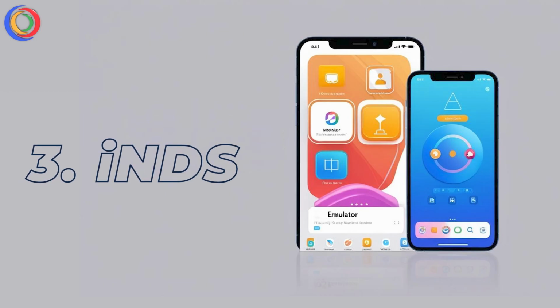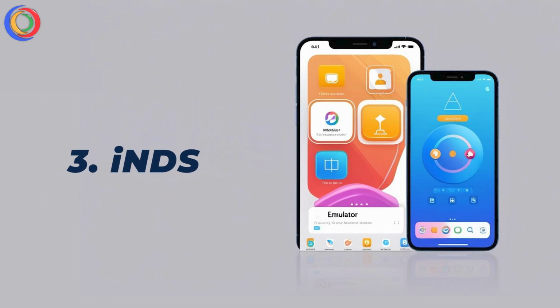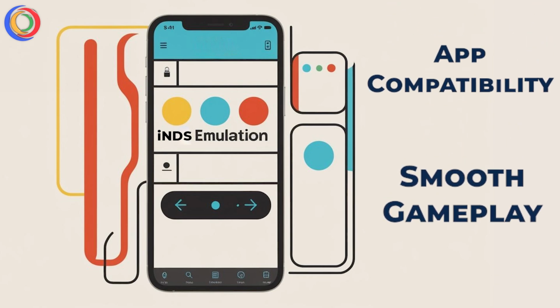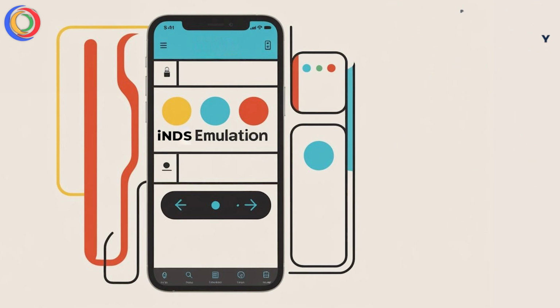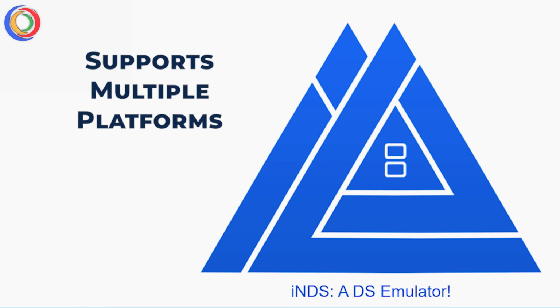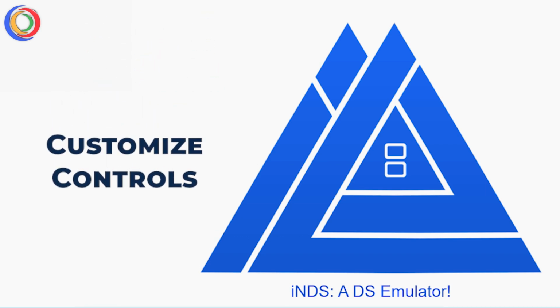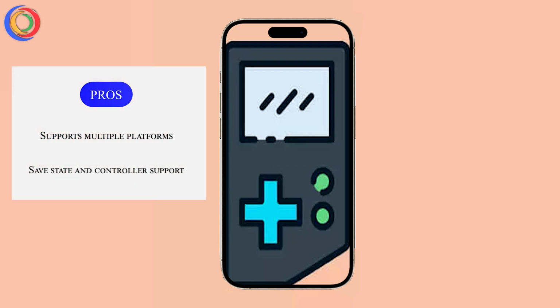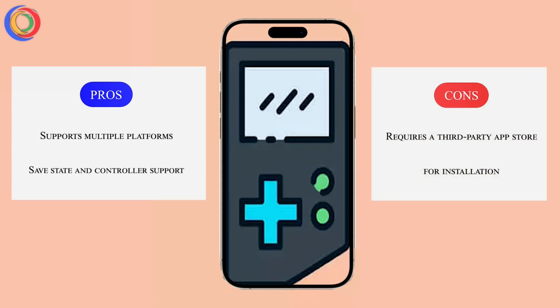Number 3, iNDS emulator. Number 3 on our list is iNDS, another powerful emulator known for smooth gameplay and app compatibility. It supports multiple platforms and allows you to customize controls for a great experience. Pros: supports multiple platforms, save state and controller support. Cons: requires a third-party app store for installation.